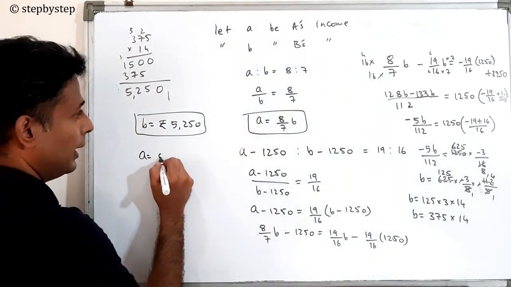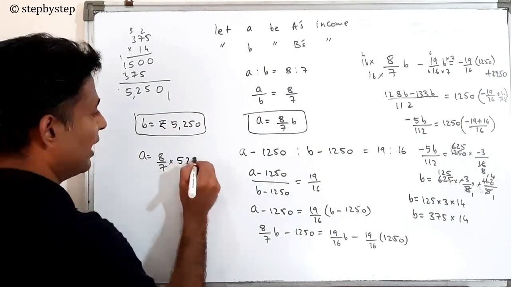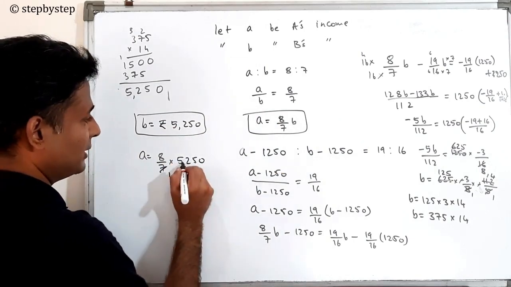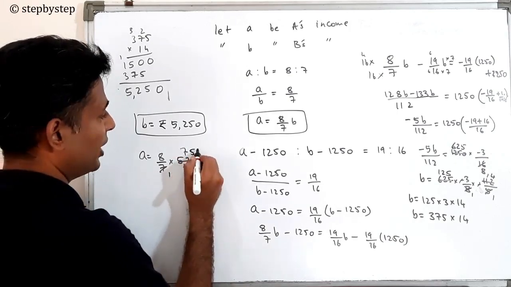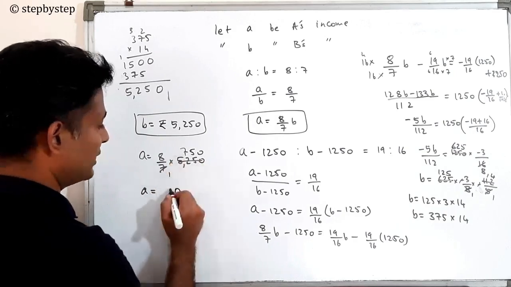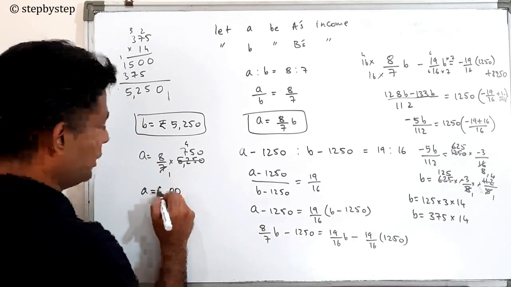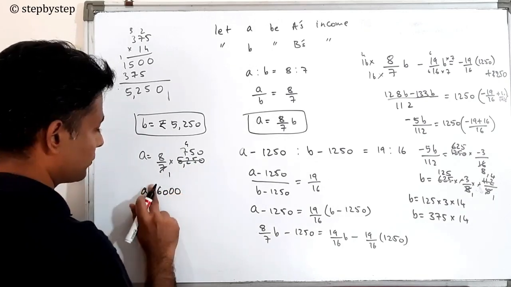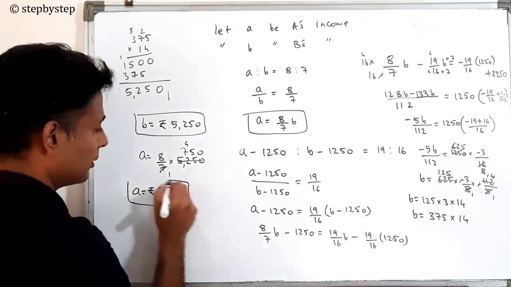What is A? 8 by 7 into B. B is 5250. So 7 750s are 5250, so 750. A's income is 8 into 750, 8 zeros are 0, 8 5s are 40, 8 7s are 56 plus 4, 6,000. So A's income is rupees 6,000.